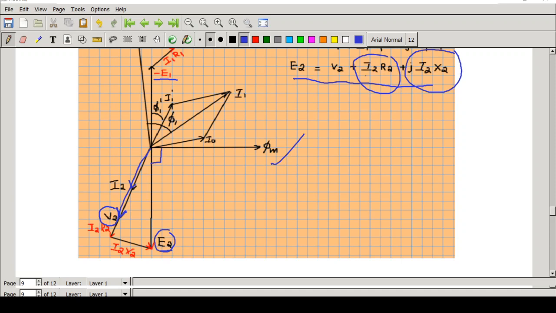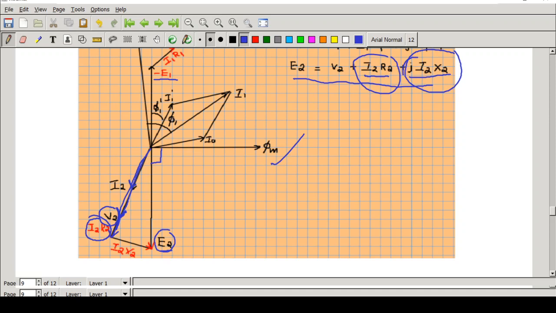So how will you add this I2 R2? I2 R2 is a voltage drop across a resistor, right? So I'm going to draw a line parallel to I2. See, this is the line parallel to I2. Now I got the drop I2 R2. So this is the vector I2 and this is the vector V2, and from vector V2 I am drawing a line parallel to I2, equal to I2 R2.